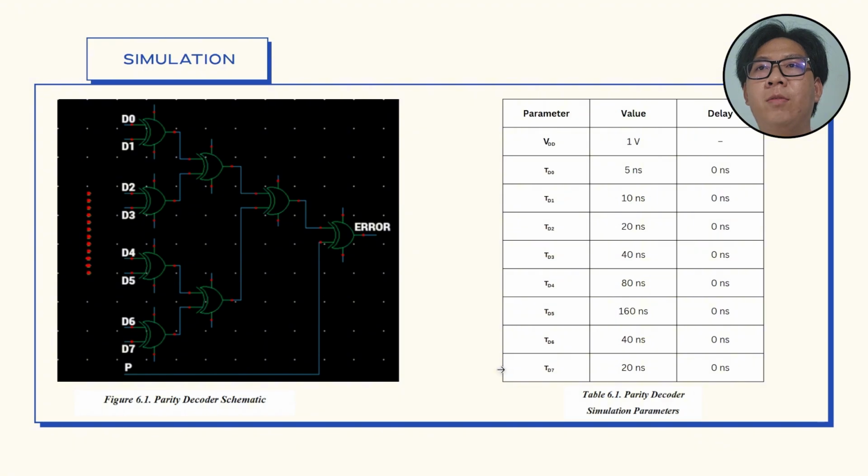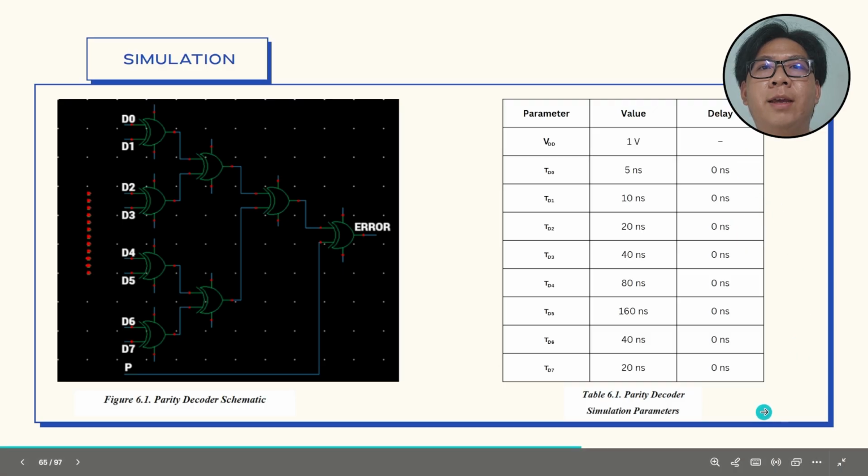Now in table 6.1, we can see the simulated signal parameters with VDD as 1 volt, TD0 5 nanosecond with a delay of 0 nanosecond, TD1 10 nanosecond, TD2 20 nanosecond, TD3 40 nanosecond, TD4 80 nanosecond, TD5 160 nanosecond, TD6 40 nanosecond, and TD7 20 nanosecond. All of them have a delay of 0 nanosecond.